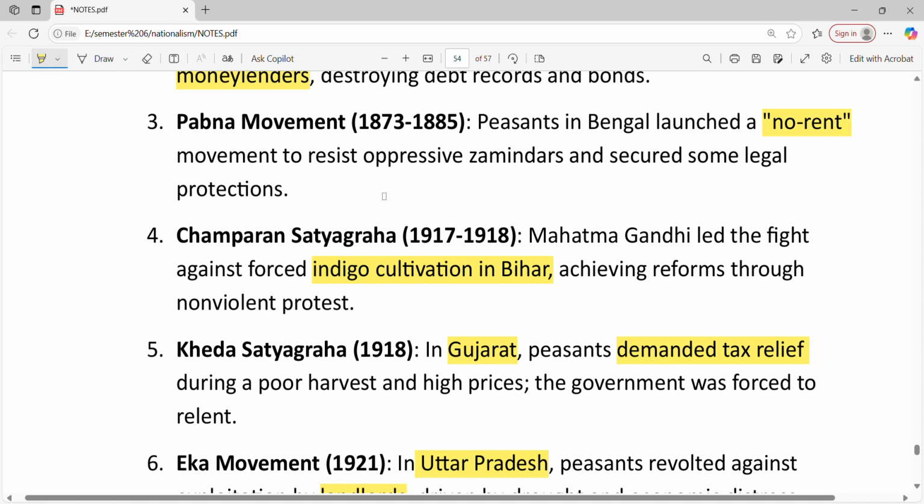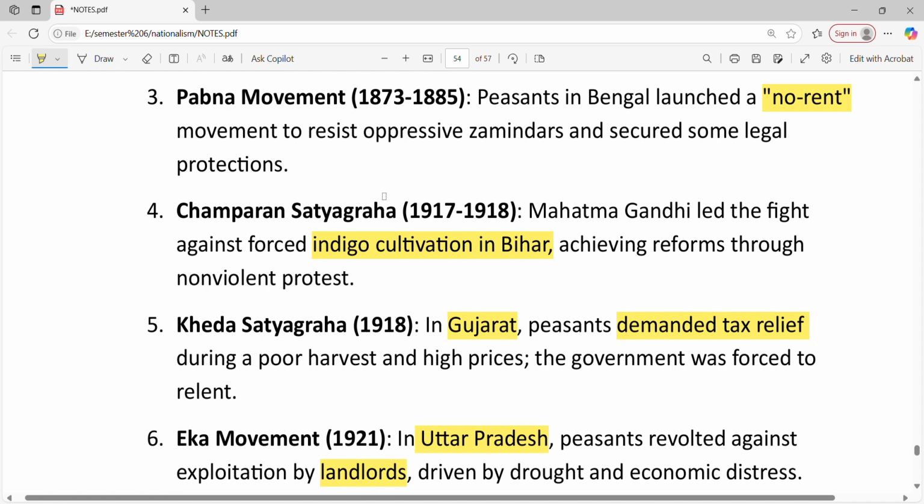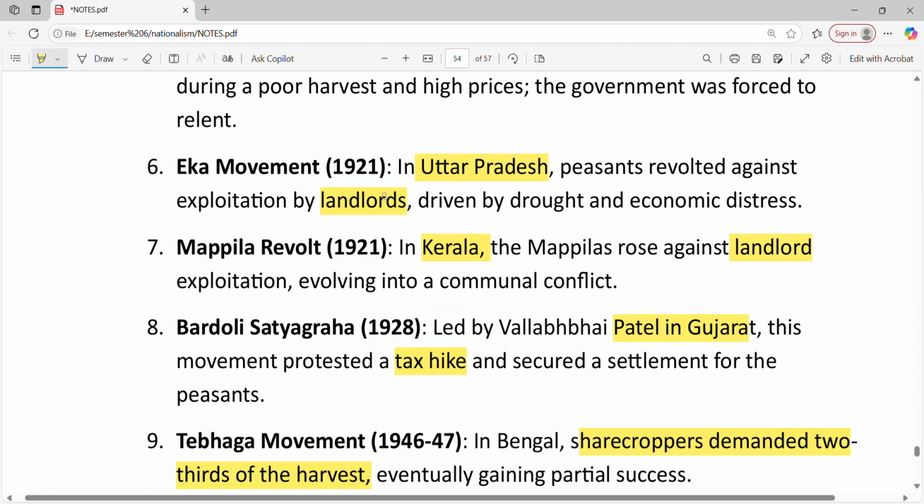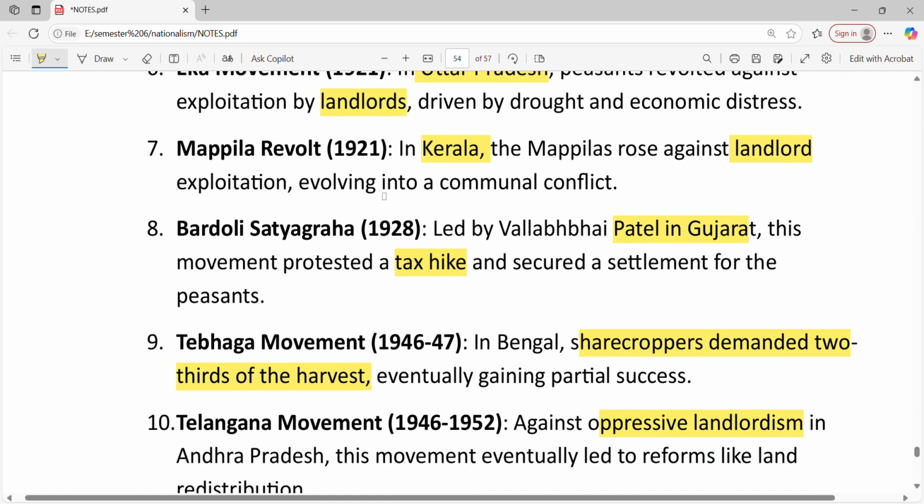Then we have the Kheda Satyagraha in Gujarat, demanding tax relief. Then the Eka movement, then the Mappila revolt, which is very important. The Mappila revolt happened in 1920-21 in Kerala, the Malabar region. Okay. So the Nambudiri Brahmins were the landlords. Okay, they exploited the Mappila tenants. The rebellion had started as an anti-government and anti-landlord affair, but it acquired communal colors, as the landlords were Brahmins and the tenants were Muslims.